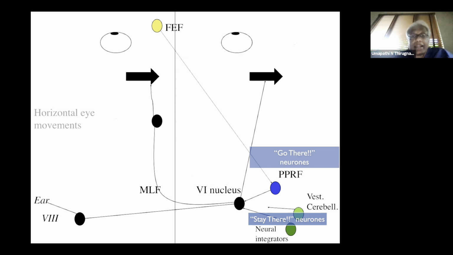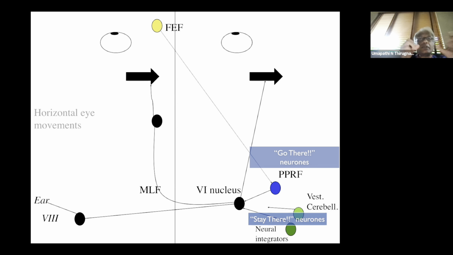So how does it work? My right frontal eye field sends a signal: please try to look to the left. This signal is then converted by my left go there neurons. My right frontal eye field sends to the left go there neurons, which send a signal to my left 6 nucleus. Go there, my eyes look. But once it reaches the target, my stay there neurons will kick in and keep the eye there. The second and third gear, keep the eye there.